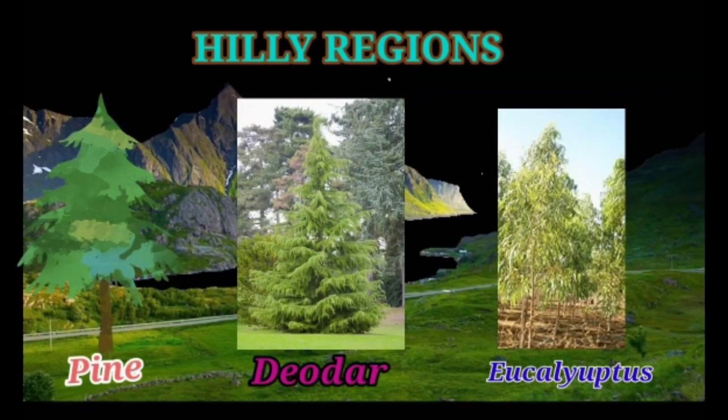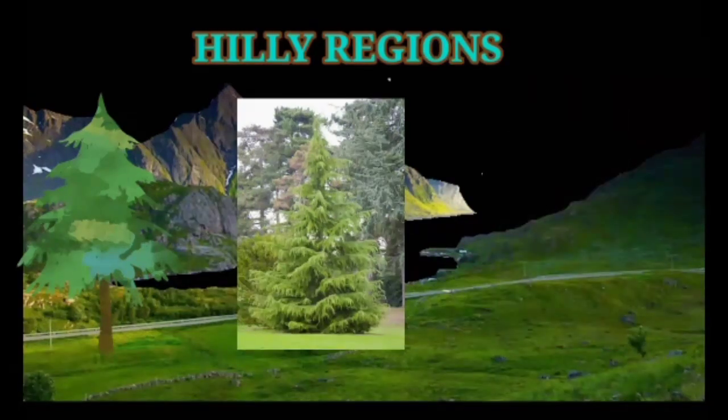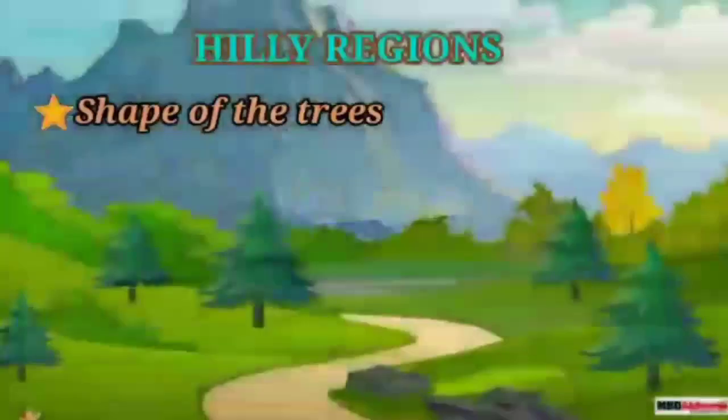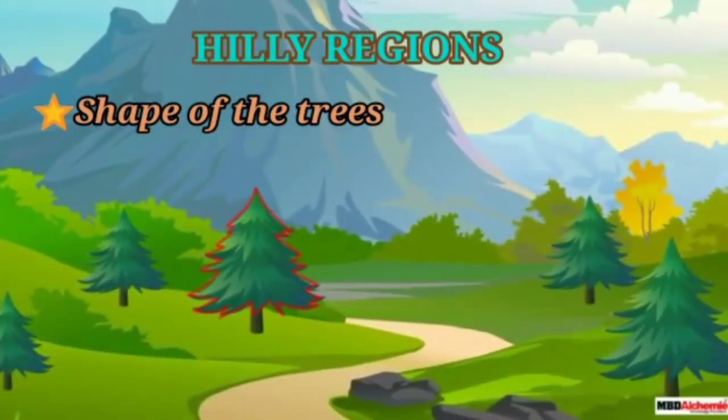So, what are the plants growing in these hilly regions? Pine, deodar, and eucalyptus are the plants growing in hilly regions. These trees have special adaptations that help them survive in the hilly regions. Now, let us discuss the adaptation of plants in these hilly regions. The first adaptation is the shape of these trees. The trees are conical in shape.